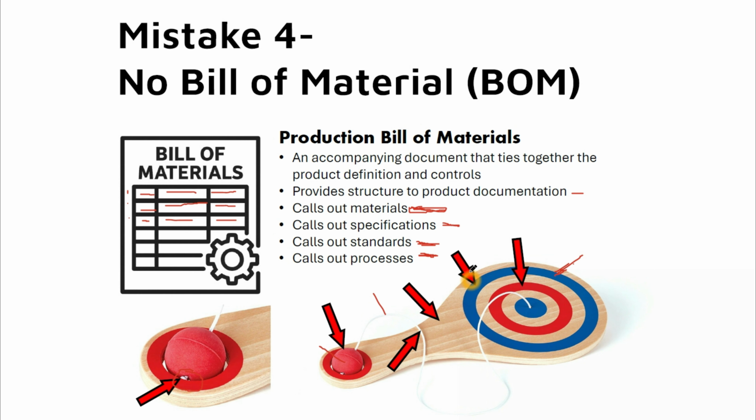So anyways, that is why the bill of material is important, and that's why we want you to avoid mistake number 4, which is making sure you have a bill of material. That way you can control some of the aspects of your product that might not be obvious right away from a CAD model or engineering drawing.